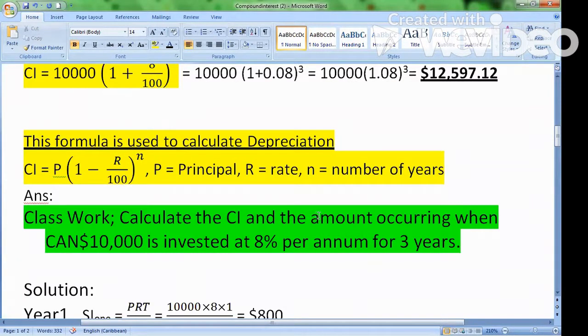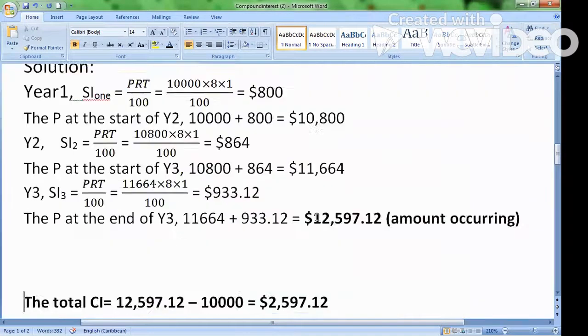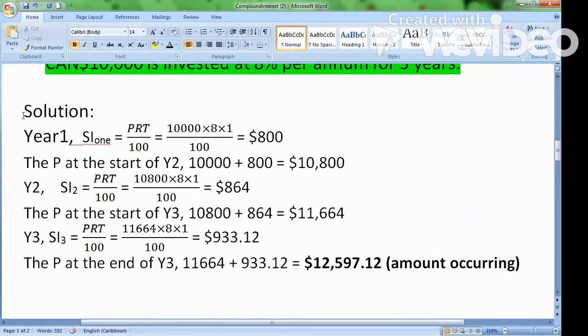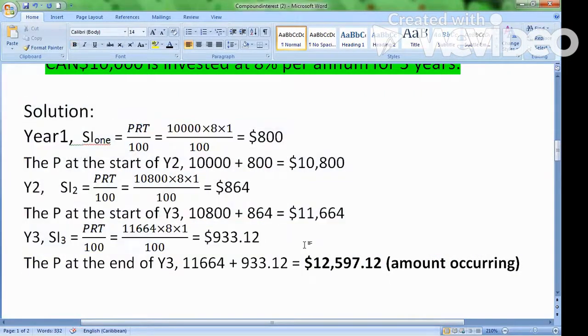What are you asking about the principal? At the end of the 3 years. I didn't ask for that. You're talking about this method here? The principal at the end of the 3 years. We shouldn't work out that. No, you're not wrong.